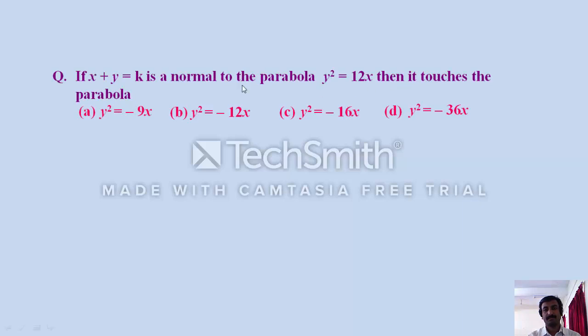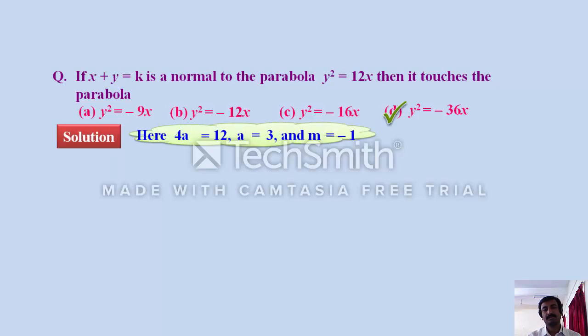This problem looks like the earlier one, but what they are saying here is that x plus y is a normal to this parabola, and it also touches one of the parabolas. If it is normal to this parabola and also tangent to one of the parabolas, what is that parabola? That is what they are interested in. The answer is option D, and let us go with the solution. For the given parabola y square equal to 12x, the value of a is 3, and the slope for this line is minus 1.